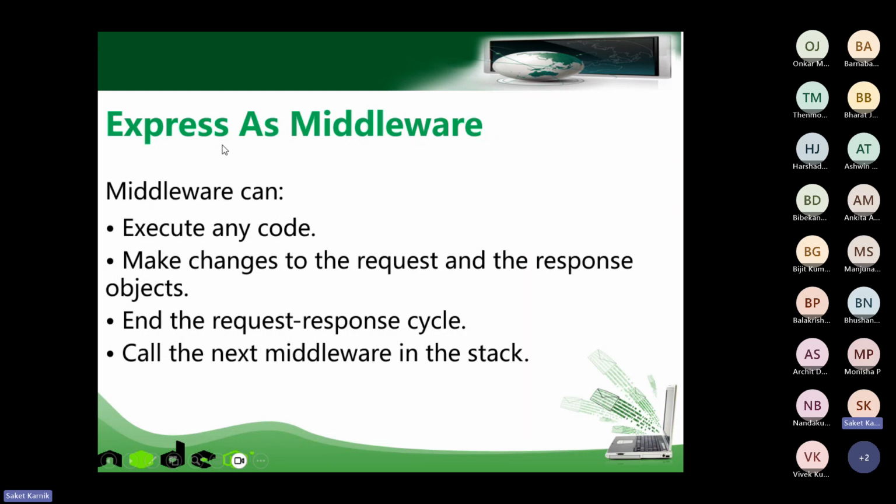Now, like .NET Core, we have the middleware concept for Node also. And typically Express is actually configured as a middleware only. So it sits between your request and the actual code, and provides you the routing and everything, right? The middleware itself can execute any code, make changes to the incoming request, make changes to the outgoing response. It can end the request response cycle also. And if required, it can call the next middleware in the stack as well, just like the .NET Core middleware concept, right?